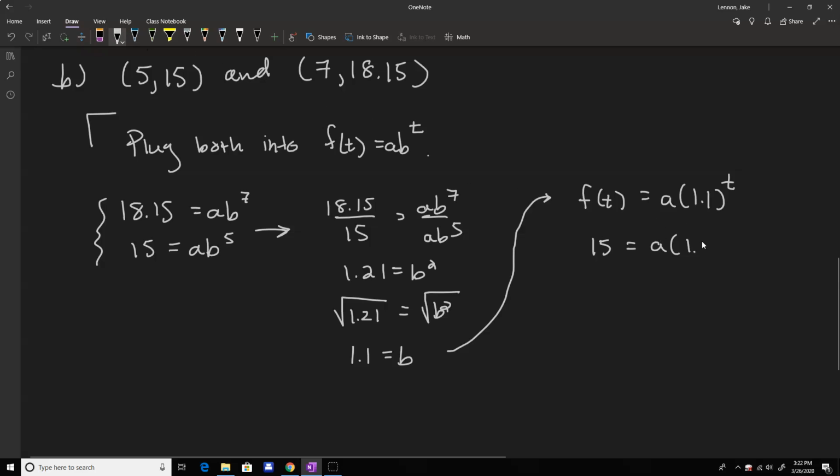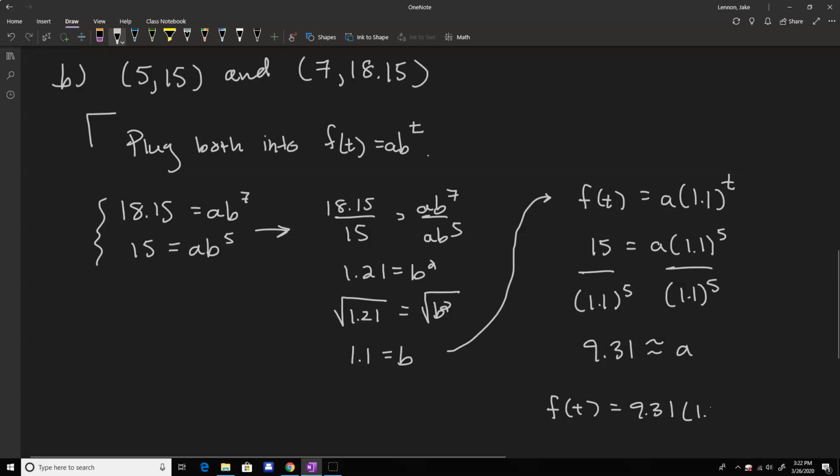So let's see, what do we have to do now? We have to divide by that value, so we're dividing on both sides by 1.1 to the 5th power. Again, you need to be a little bit careful with parentheses when you put this into your calculator, but if you do it properly, you should end up with, if we round to 2 decimal places, 9.31 is approximately the value for a. So our exponential function looks like f of t equals 9.31 times 1.1 to the t power.